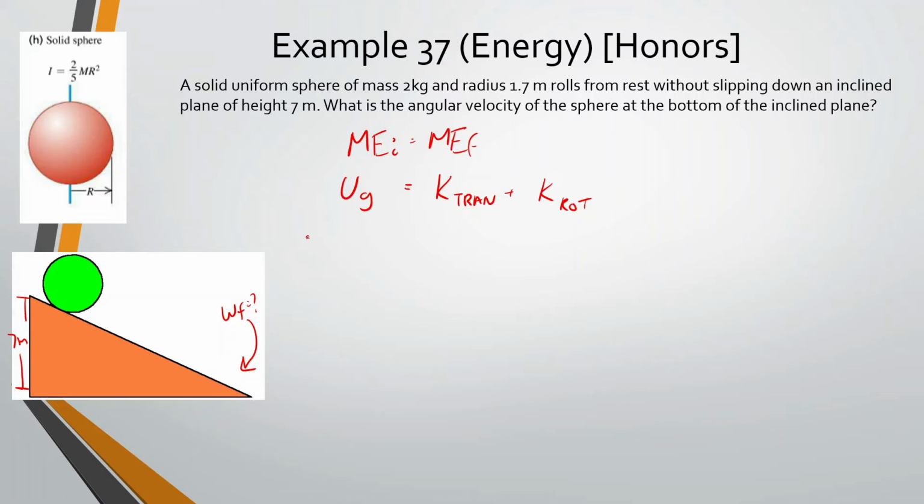So mass, which is 2, gravity, which is 10, height, which is 7, is equal to 1/2 m v squared, which we don't know, plus 1/2 I omega squared. They give us the inertia, 2/5 m r squared, with m being 2 and r being 1.7, squared. So that's the I, 2/5 m r squared, and then this is going to be omega squared, which we're looking for.